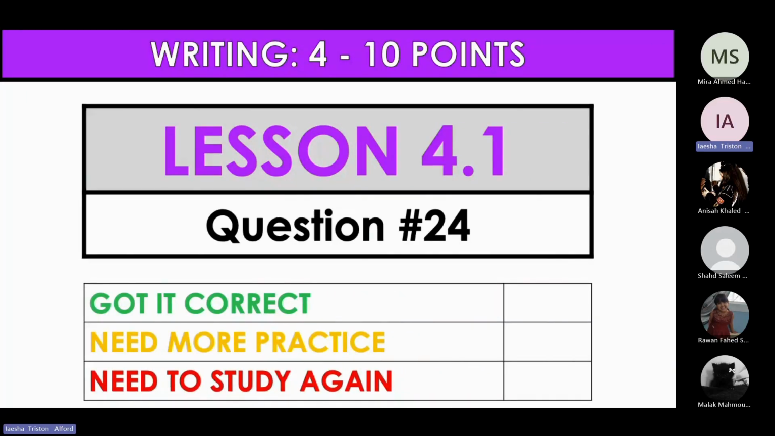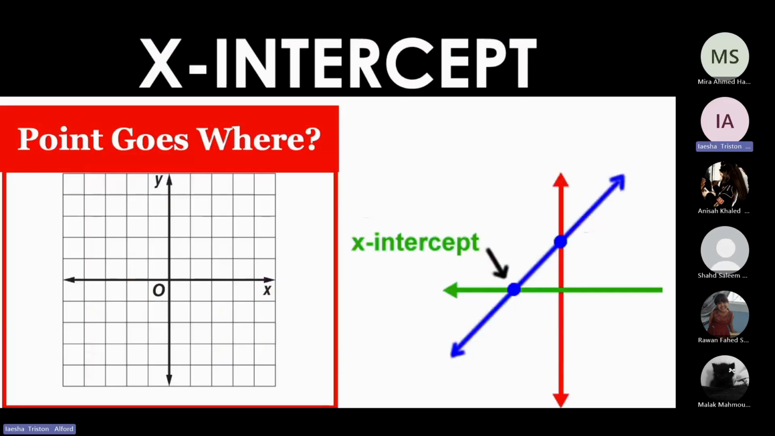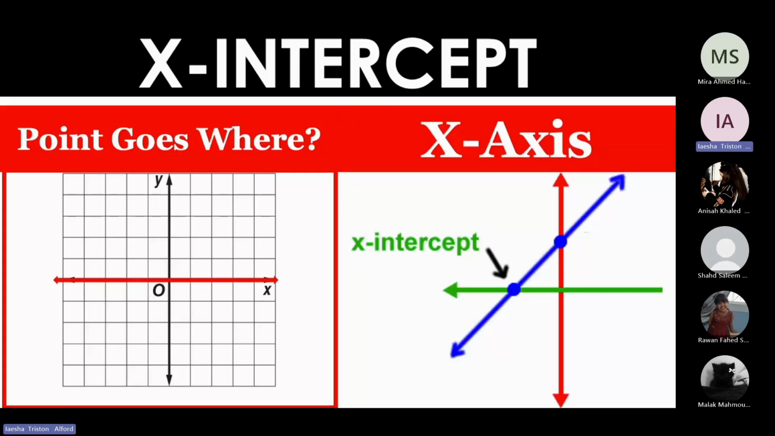This is question number 24. It's coming from lesson 4.1. Remember, this lesson is about x-intercept. This word x-intercept, you should know two things about this word. Does anybody remember where the point should be? Yes, cross x-axis.